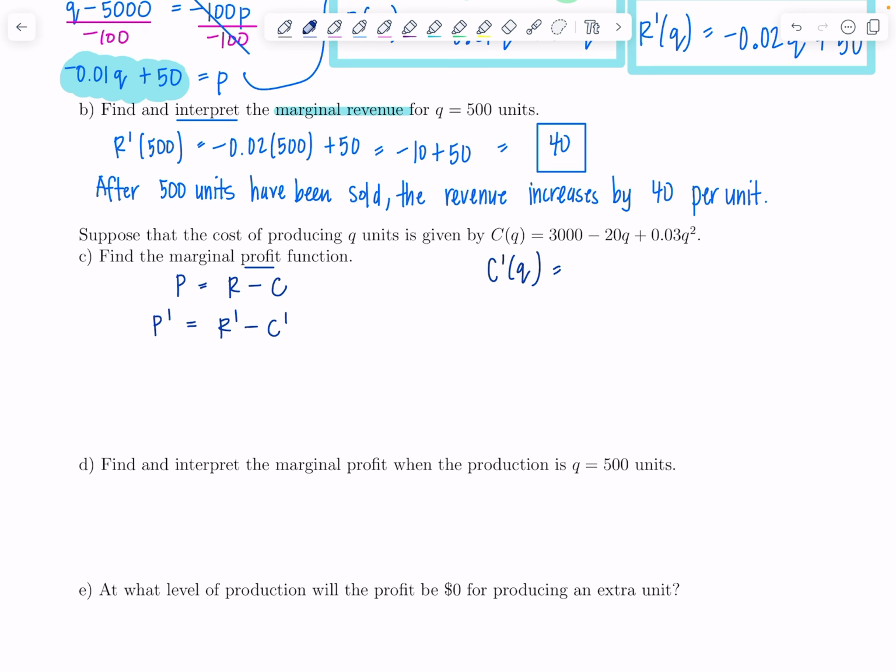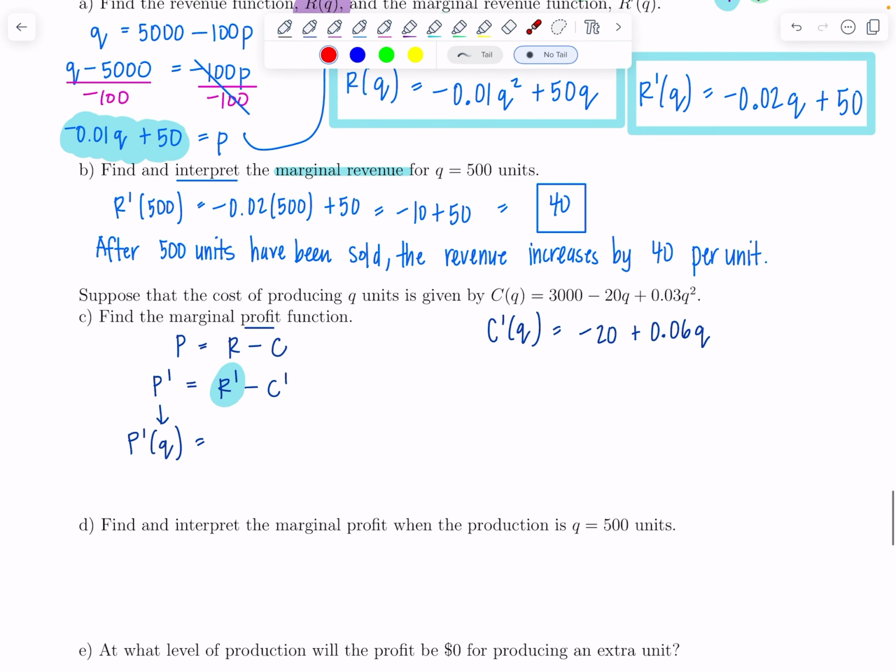Derivative of 3,000 is 0. Derivative of negative 20Q is negative 20 plus derivative of 0.03 Q squared. You bring that 2 down front. Now I have 0.06 Q to the first. Oh, look at us.